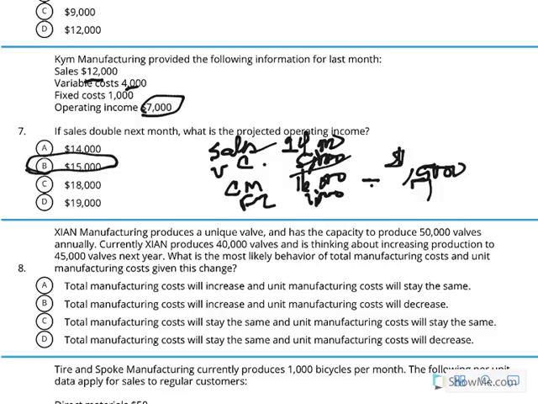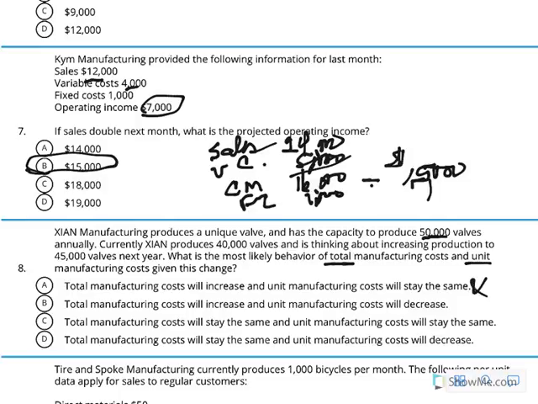Zane Manufacturing produces a unique valve and has a capacity to produce 50,000 of these valves every year. Currently, Zane produces 40,000 and is thinking about increasing production to 45,000. Okay? Still within the capacity of 50,000, so we don't have to add fixed costs. What is the most likely behavior of total manufacturing costs and unit manufacturing costs during this change? Well, total manufacturing costs will increase and unit manufacturing costs will stay the same.